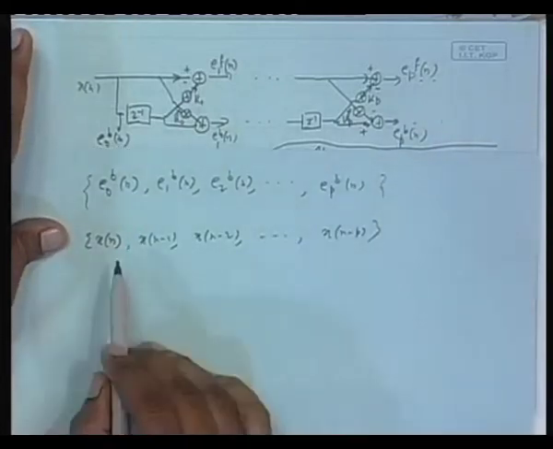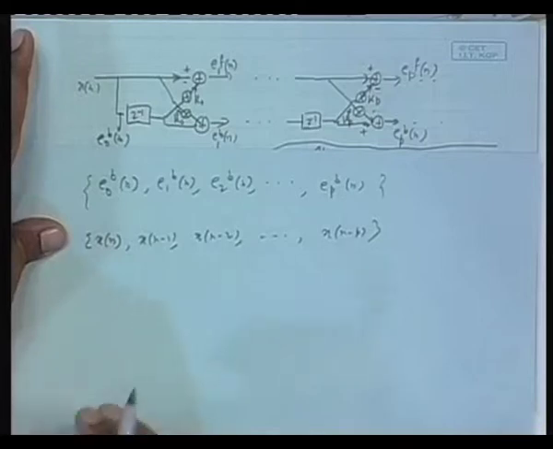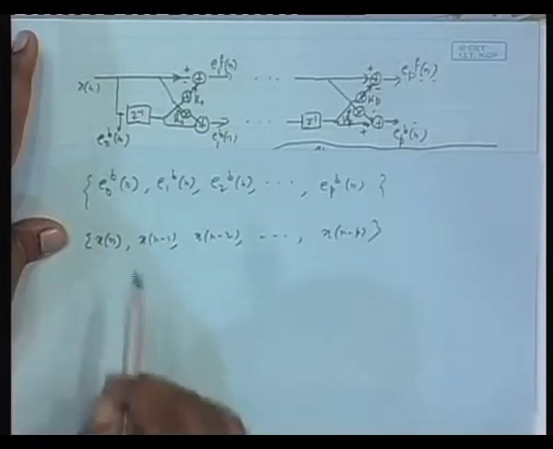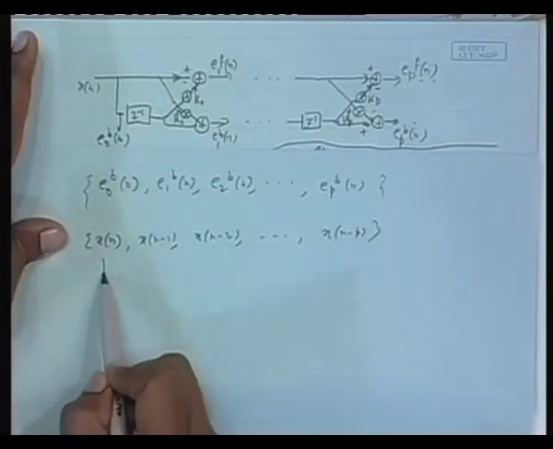But suppose from this I find out an orthogonal basis like this. I take x n as it is.